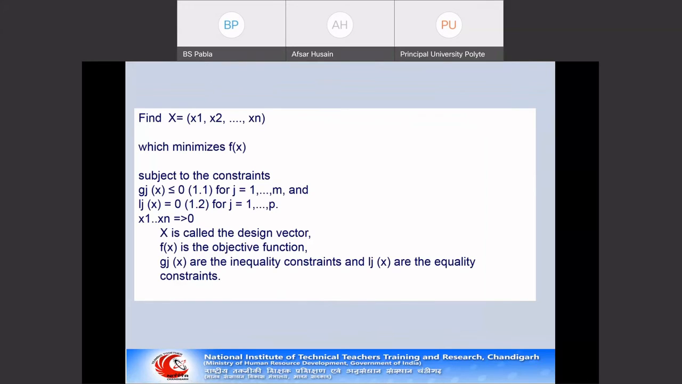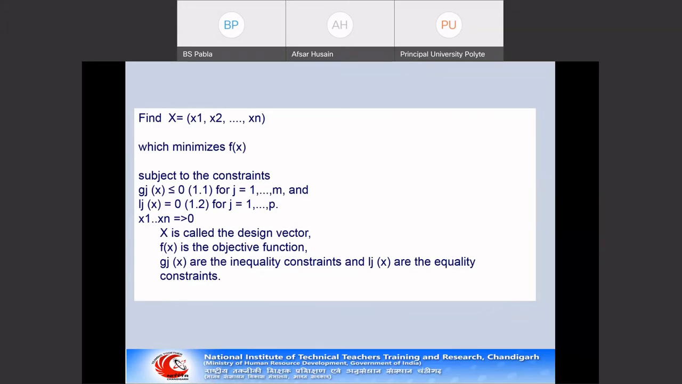Let's say we say find X or minimize. Here, what is X? The X above is a design vector. It is a combination of n values, x1, x2, up to xn. Like in my two-wheeler equation, we had 3 values, B, F, and D. Here there are n values. This is the design vector, right? Now f(x), which minimizes f(x).